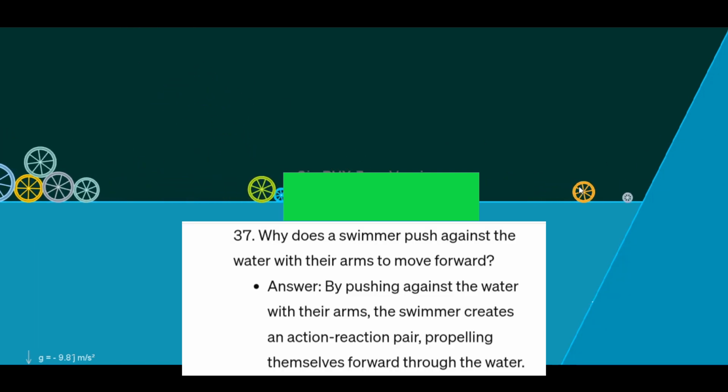Why does a swimmer push against the water with their arms to move forward? Answer: by pushing against the water with their arms, the swimmer creates an action-reaction pair, propelling themselves forward through the water.